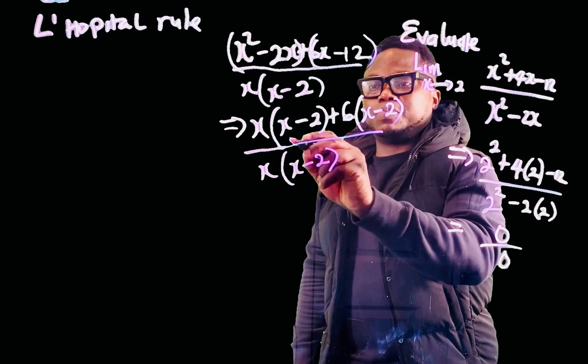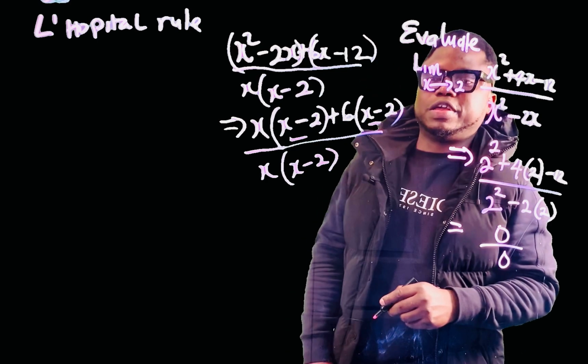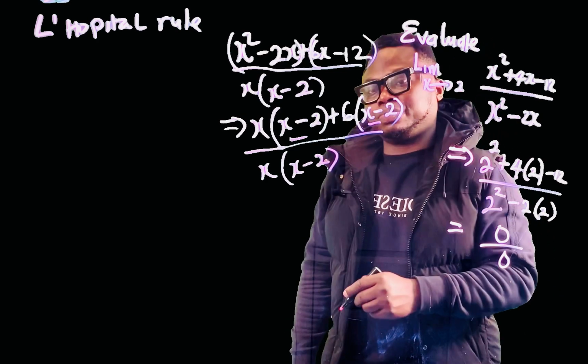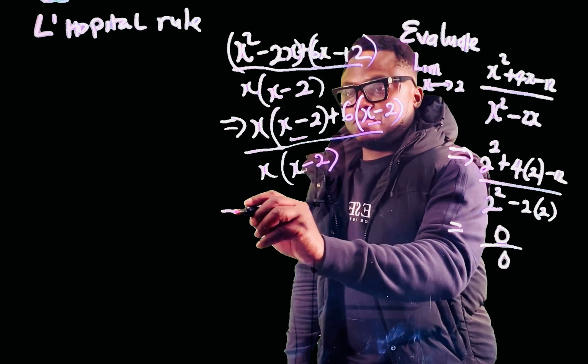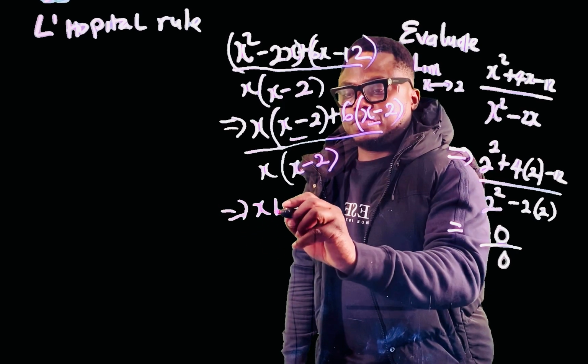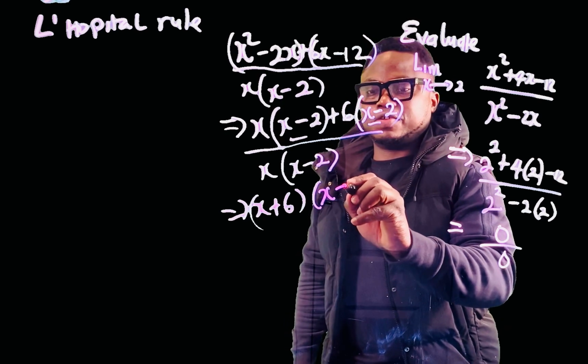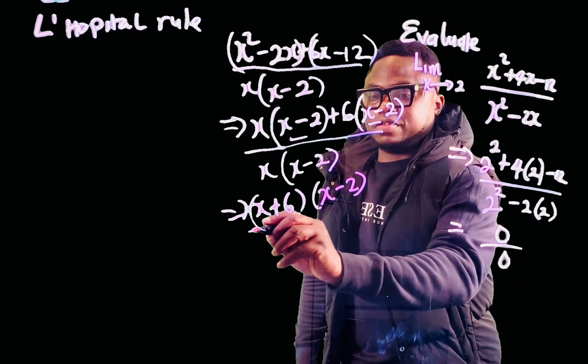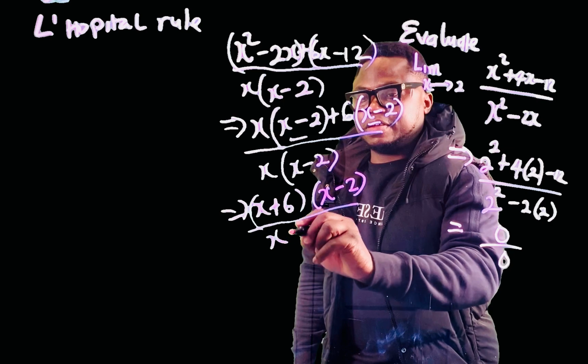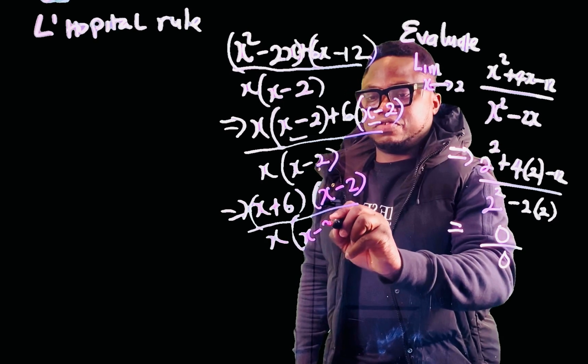In this case, I'm going to pick one because they are common, x minus 2 and x minus 2. Okay, because they are common. So I'll pick x plus 6, and x minus 2. Then divided by x bracket x minus 2.